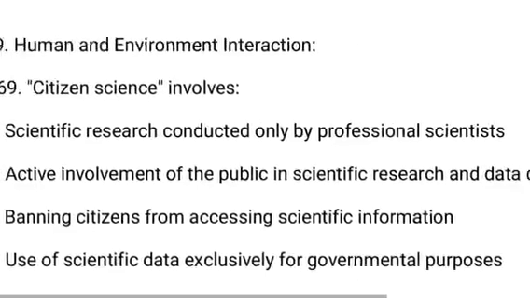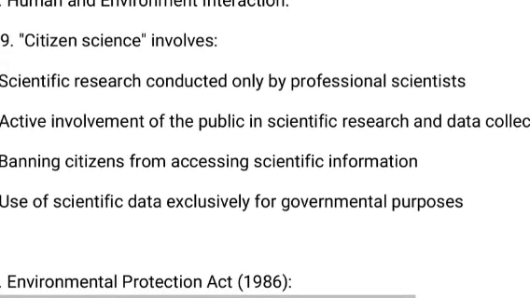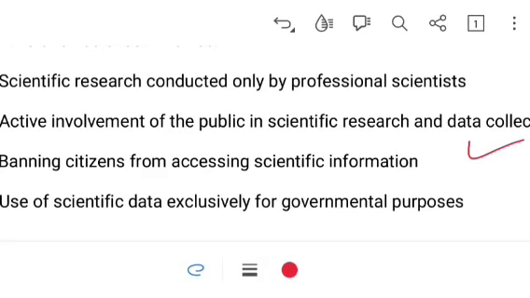Next, human and environment interaction. Question is, citizen science involves what? Scientific research conducted only by professional scientists, active involvement of the public in scientific research and data collection, banning citizens from accessing scientific information, use of scientific data exclusively for governmental purposes. It will be active involvement of the public in scientific research and data collection.